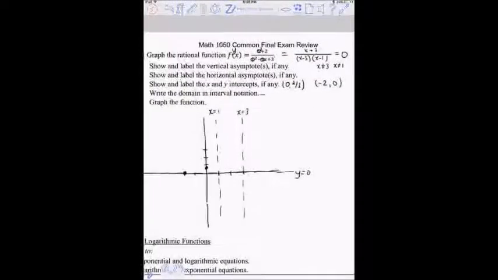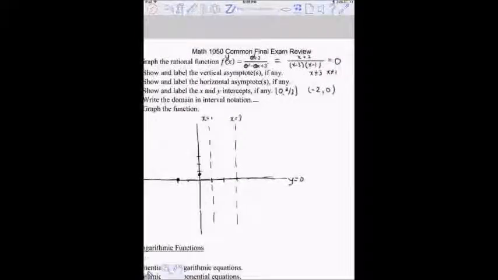Now for part D, write the domain in interval notation. X can be anything except for 1 and 3. So from negative infinity to 1, and then from 1 to 3, and then from 3 to infinity. So that's a domain of every real number except for 1 and 3. Now we need to graph the function.